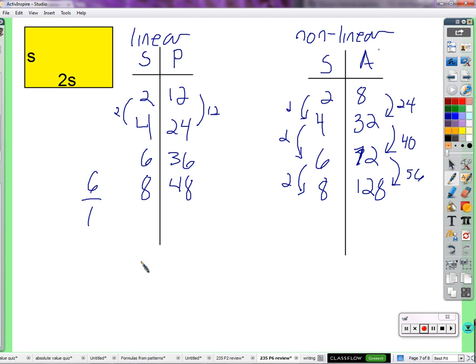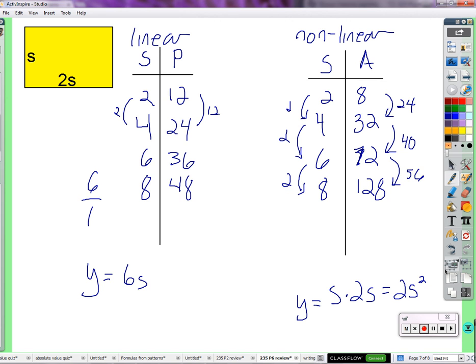Okay. So, now Molly suggested we write this function. What would this function be? y equals 6s, and the other one would be y equals s times 2 times s. Or we can put the s's together and multiply: what's s times s? S squared. So 2s squared.